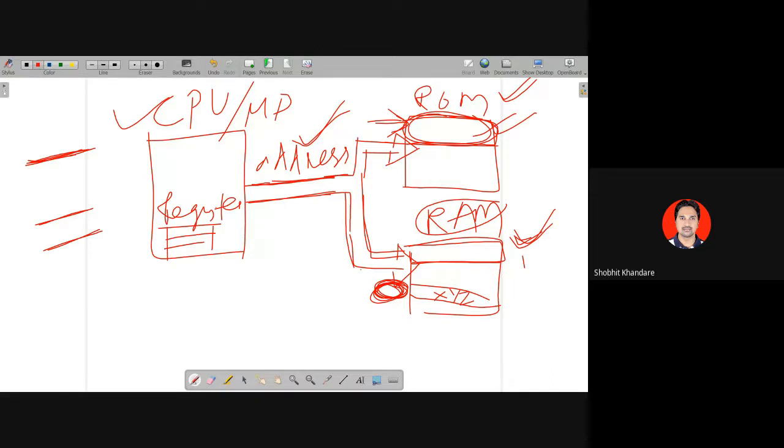CPU knows that XYZ is present at which address location. So that address will be first loaded on the address bus. Once that address is loaded, then it will identify XYZ. And once XYZ is identified, this XYZ will be loaded on the data bus. So this is called a data bus. That is why it is named data, because it is responsible to carry the data.